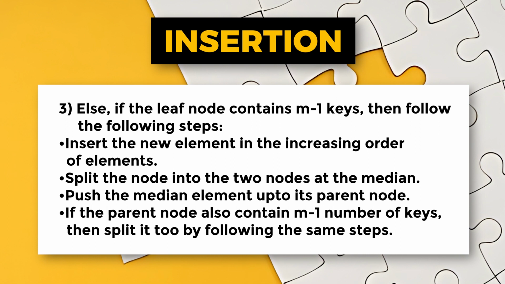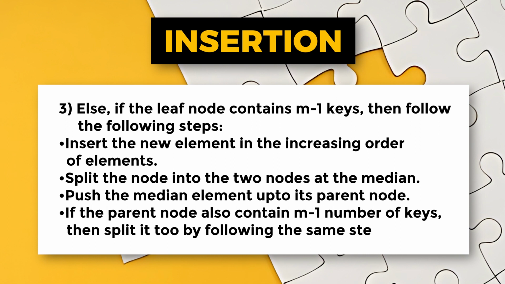So when you are facing any difficulty like that, split the node into two nodes at the median and push the median element up to its parent node. If the parent node also contains m-1 keys, that is again the worst situation. You took help from the parent, but the parent does not have the capacity to fulfill your demand. Maybe the parent is also facing the same problem. So at that time you take help from the grandparent, and so on. Again you perform the same operation on the parent node. You split it in two by following the same steps.